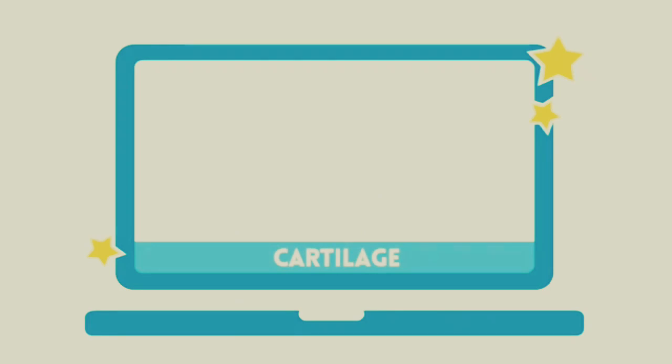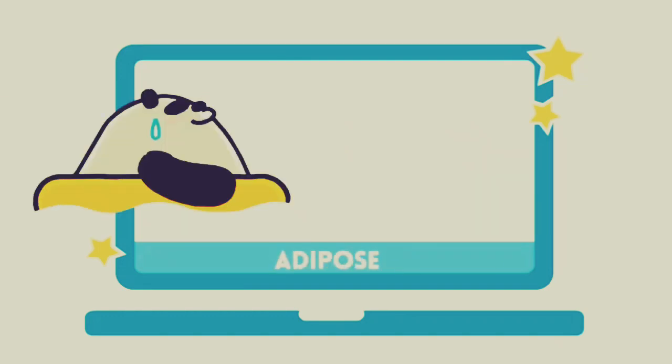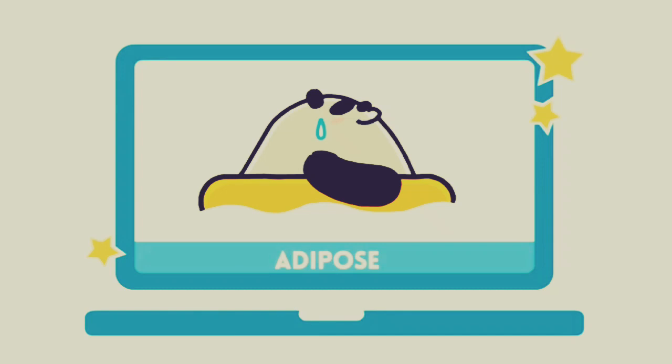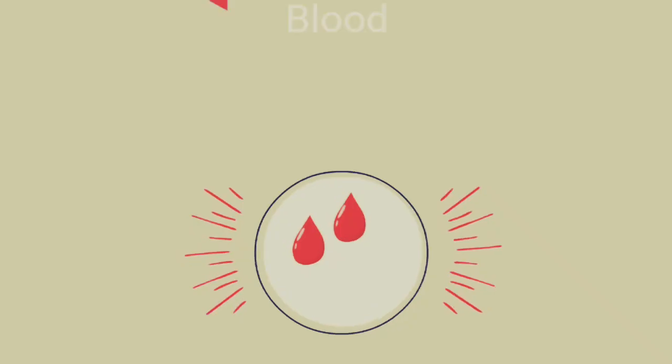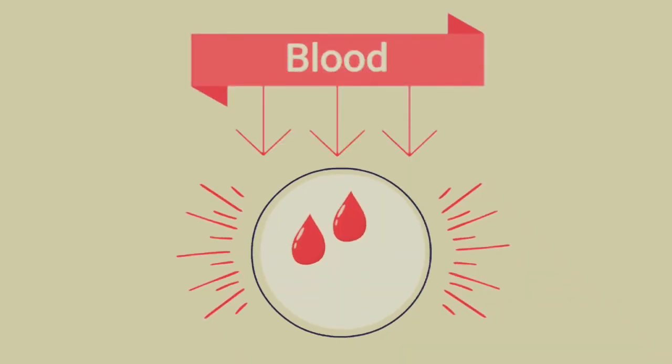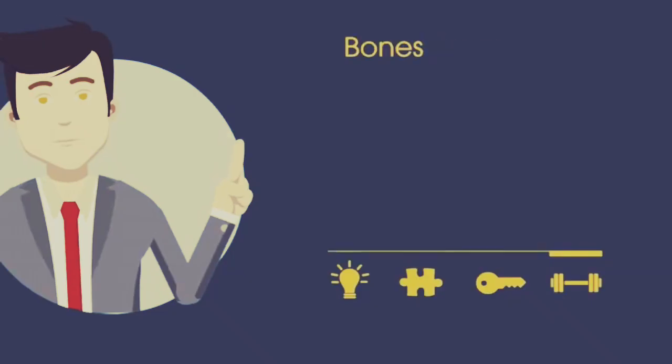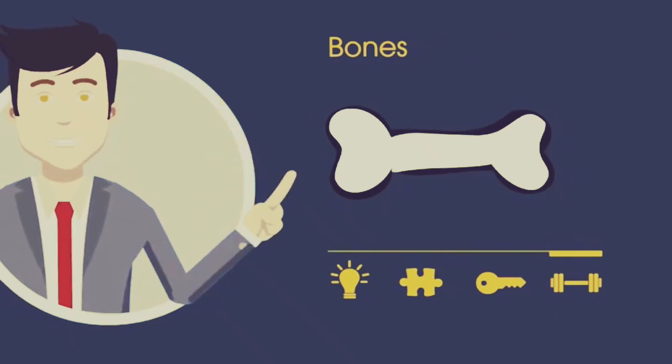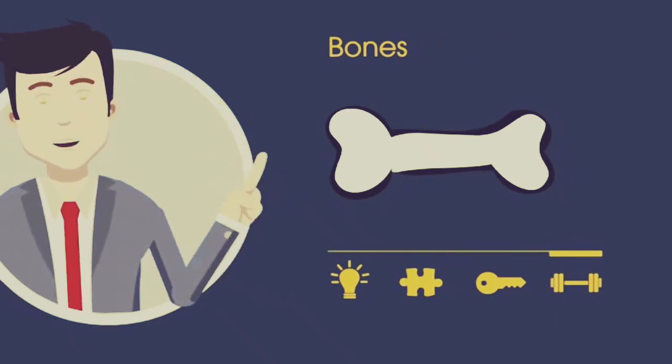Cartilage is a connective tissue. It is found in the end of bones and nose and ears. Adipose connective tissue is body fat and it is used for insulation and to help store energy. Blood is considered a special type of connective tissue, and the cells are separated by fluids. And bones are also considered a type of connective tissue.